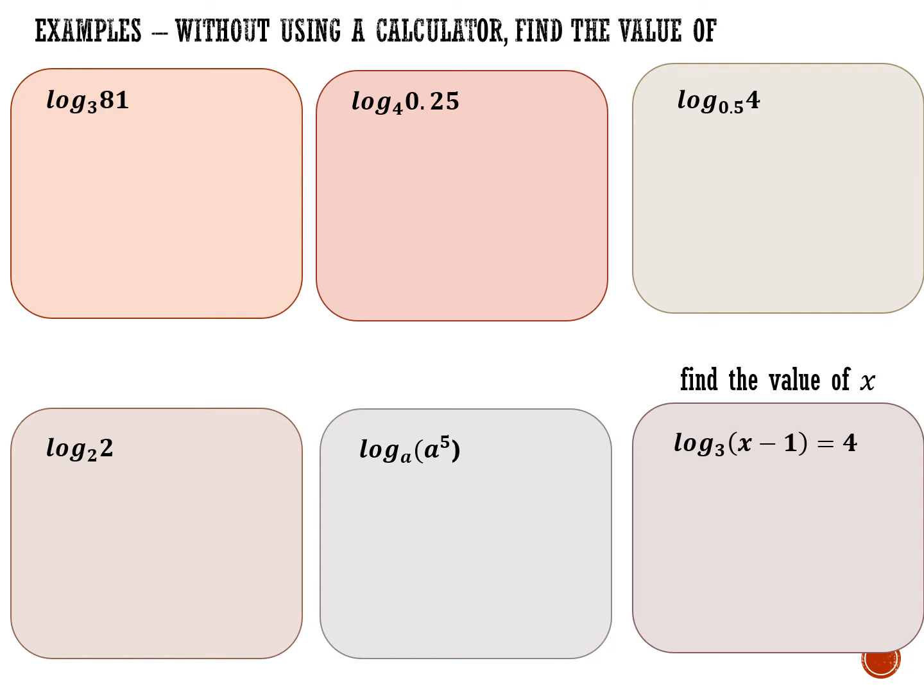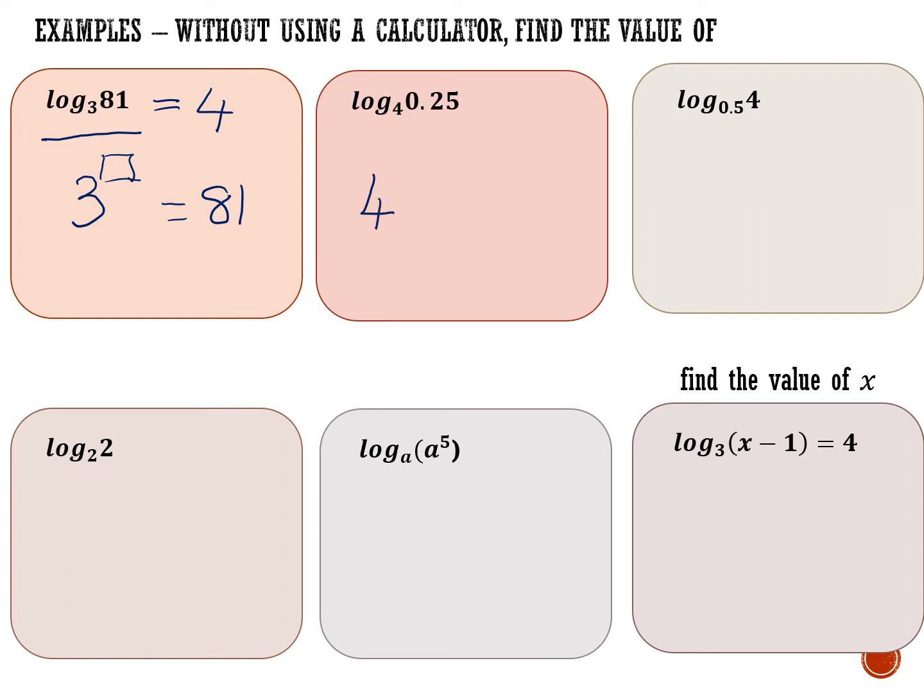So here's the thing that I say in my head to myself. I say, what power do I raise 3 to? So 3 to a certain power is 81. What power do I raise 3 to get 81? The answer is 4. And you can check that in your calculator. Let's do the next one.